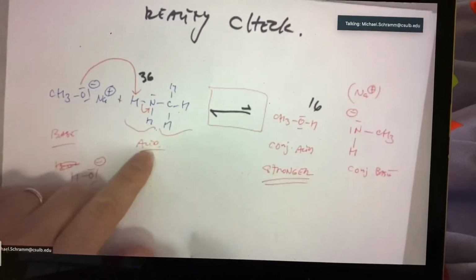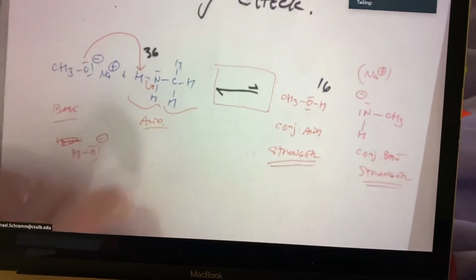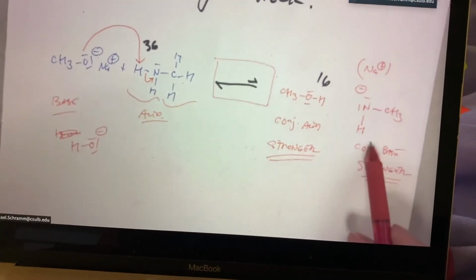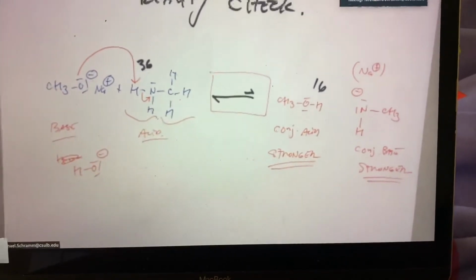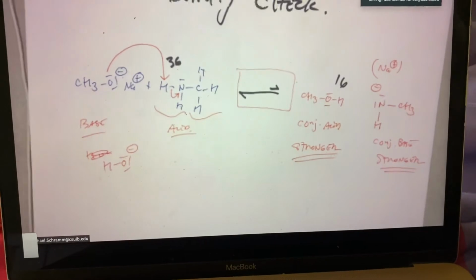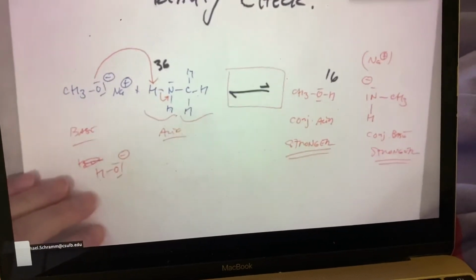This is the weaker acid, this must be the stronger base. Notice how the stronger reagents are on the same side as usual, and they're obviously going to favor the weaker reagents. So this is just a quick reality check, turned into a 5-minute discussion for us, but if you did fine on this, great. If not, then you have a lot of things to work on.